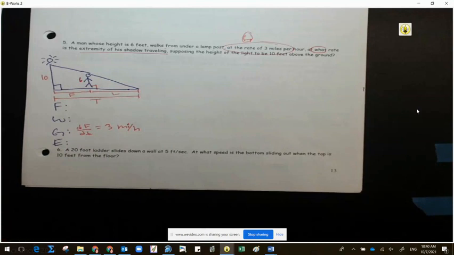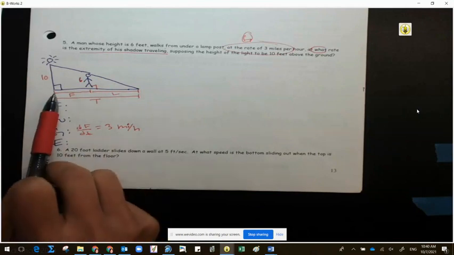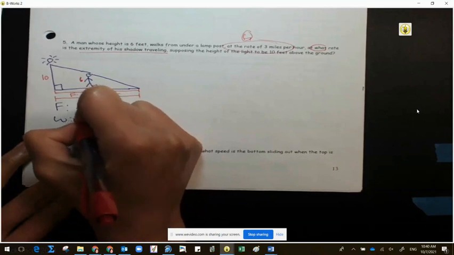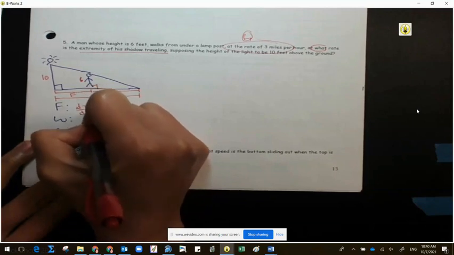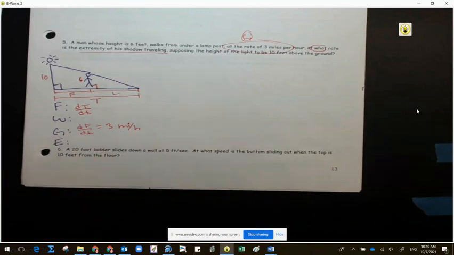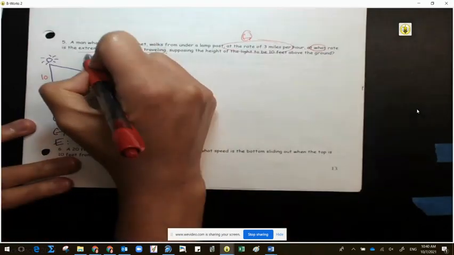So then the extremity is what we are looking for. Extremity is the largest piece. What is the largest piece? The F, the L, or the T? The T. So we have dT over dt, capital T over lowercase t. So let's go ahead and define this.